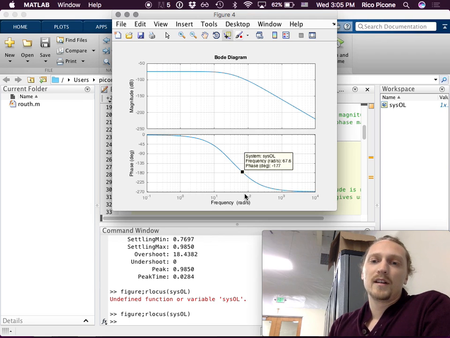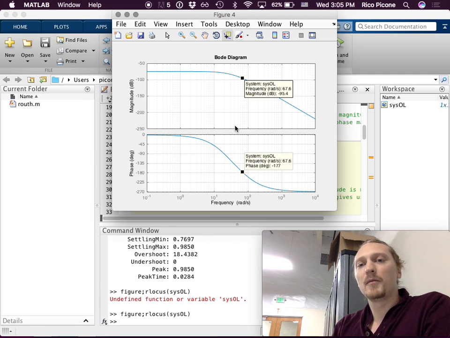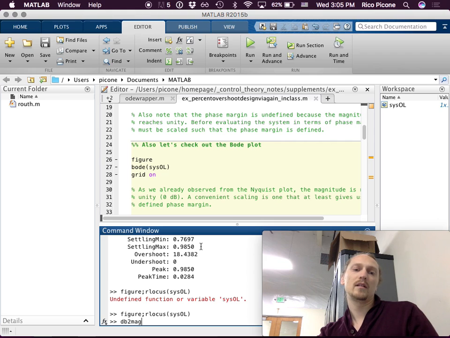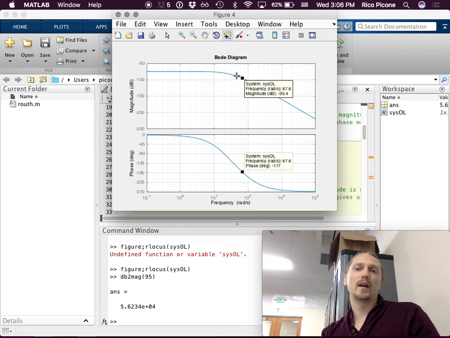Somewhere around, we'll say there. So we'll say 68 radians per second is somewhere around that crossover point. That means that we can increase the gain. We can do like a 95 dB increase, but if we go more than that, we're going to be unstable. What is that in magnitude? What did I say, 95? So, 56,000.